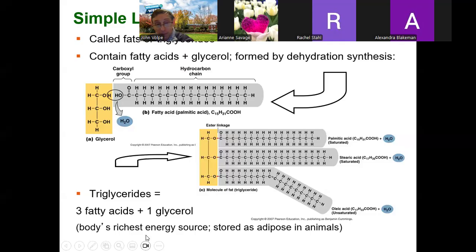Triglycerides are the body's richest energy source. They're stored as adipose in animals. You can just look down at your belly. Everyone's got a layer of fat underneath the skin and their belly. I suppose not somebody who's starving, but everybody else would have a layer of fat there.